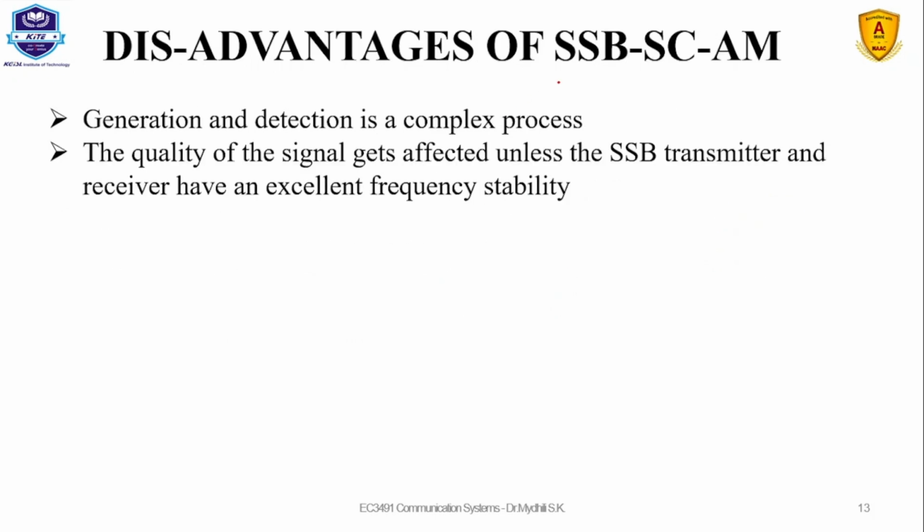Next, coming to the disadvantages of SSB-SC AM. Here the generation process and reception process is quite complex because we need to suppress one of the sidebands. The upcoming topic will be explaining how this is complex. The quality of signal gets affected unless the transmitter and receiver have excellent frequency stability, because they have to maintain the frequency stability to select upon the lower sideband and upper sideband, which is exactly the same.